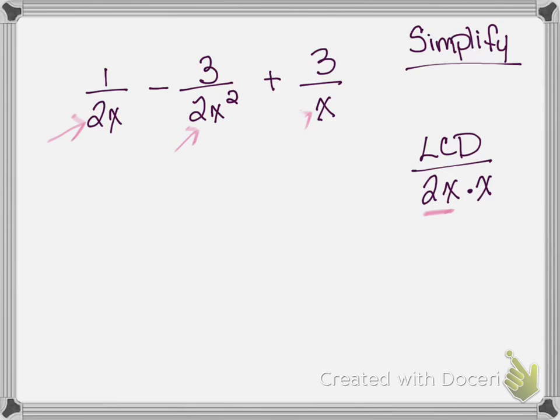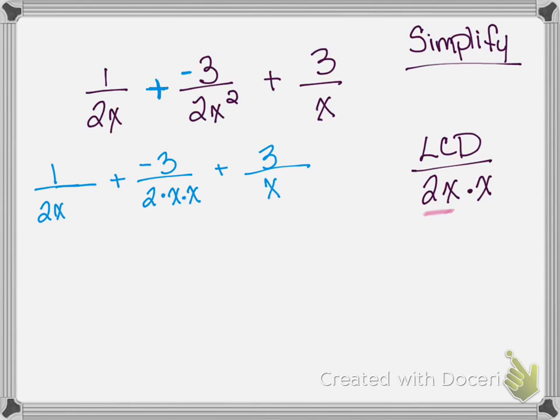Now, the next thing that I would do, just to kind of keep everything straight, is I would go ahead and make this minus a plus, and I'd move that negative to the numerator. That's what I would do. Okay? Now, I have 1 over 2x plus negative 3 over 2 times x times x. I'm going to go ahead and write that out so I keep it straight. Plus 3 over x.